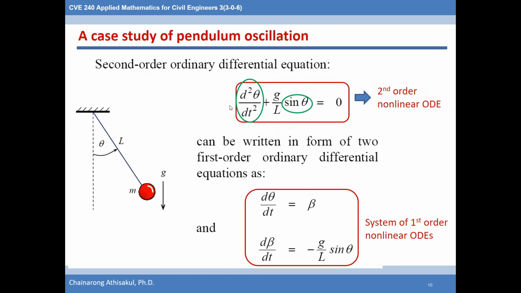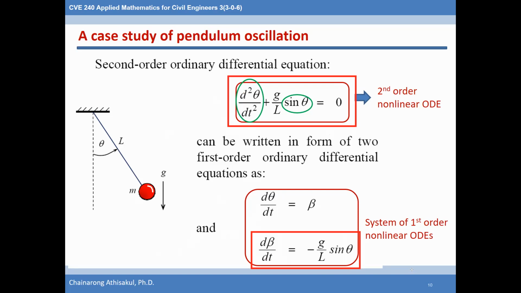Okay, so in order to solve this equation, we may simplify this equation, or reduce the order of the differential equation to just order one, the first order. In order to simplify this, we may set d theta by dt to be another function that we define to be beta. Then this equation, the first equation here, can be reduced from the second order to the first order. That is changed to d beta by dt equal to minus g over L sine theta.